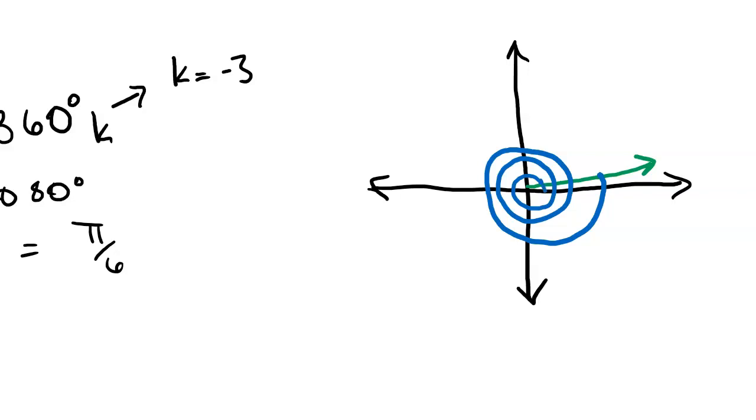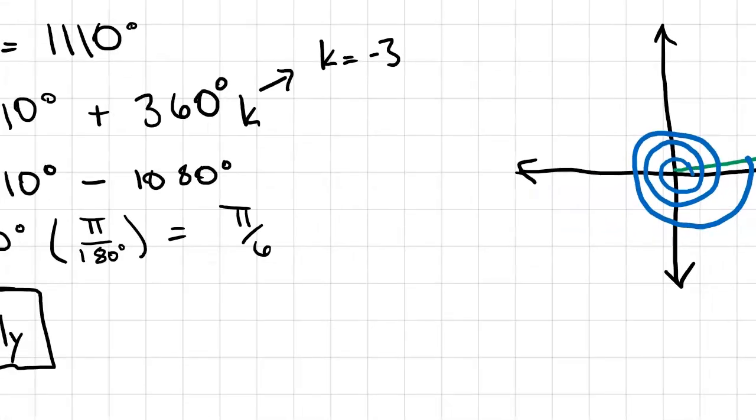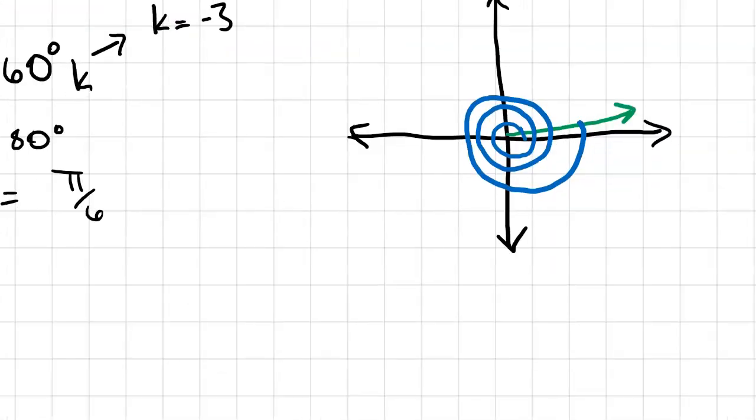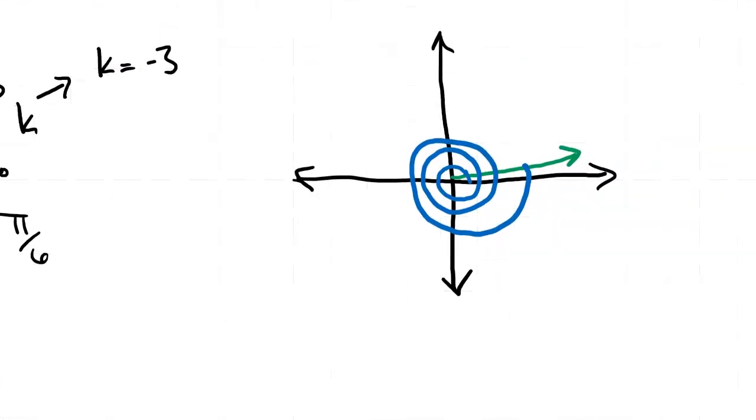Okay, so that's objective 1 of 6.5, and we've gone over 2 examples of how to find what family some random theta is in, find its least non-negative coterminal angle, as well as give it a graph right here. And that's all.